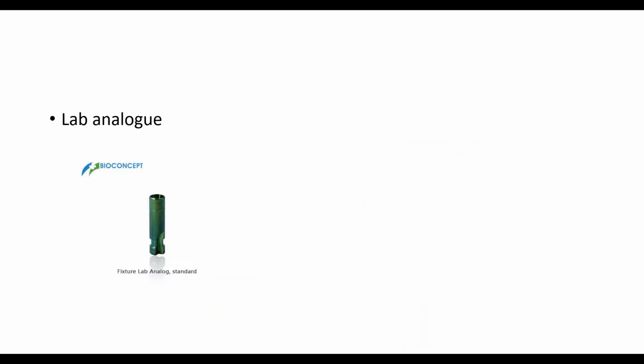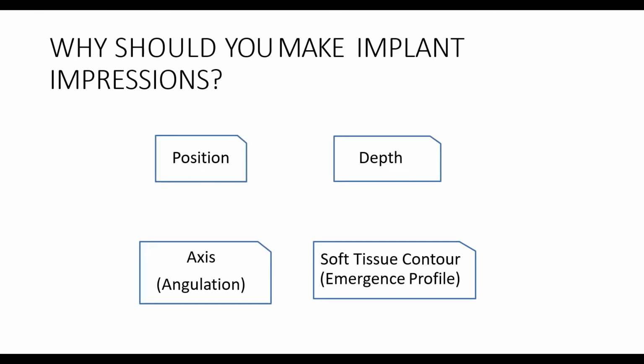And coming to the lab analog, once the impression is made, before attaching the transfer impression coping to the impression, we need to tighten this lab analog to the impression coping, and we need to reorient the transfer coping into the impression. Now, why should you make an implant impression? The implant impression is made to assess the position of the implant, depth of the implant, axis of the implant, that is mesiolingual, labiolingual, and the soft tissue contour.